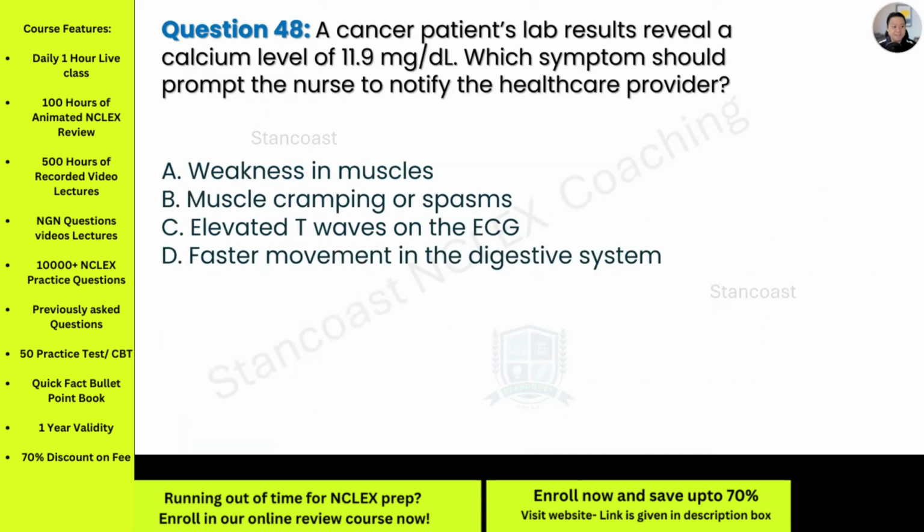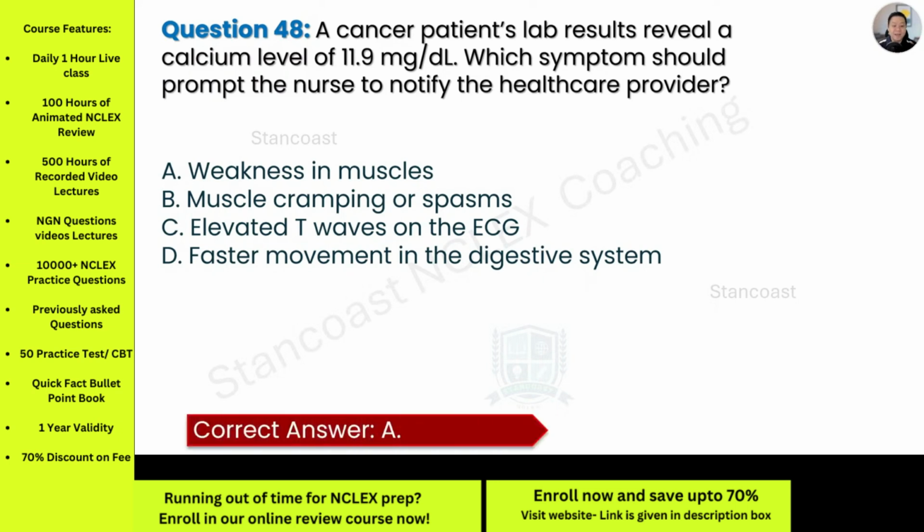Number 48. A cancer patient's lab results reveal a calcium level of 11.9 milligrams per deciliter. Which symptom should prompt the nurse to notify the healthcare provider? A, weakness in muscles. B, muscle cramping or spasms. C, elevated T waves on the ECG. And D, faster movement in the digestive system. The answer here is letter A.